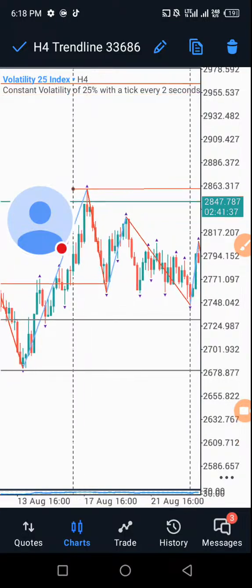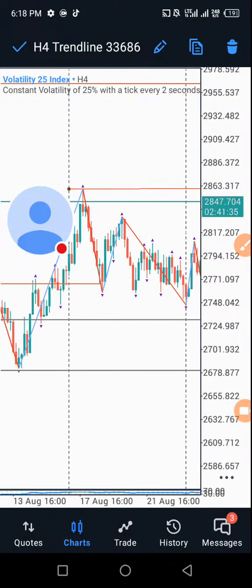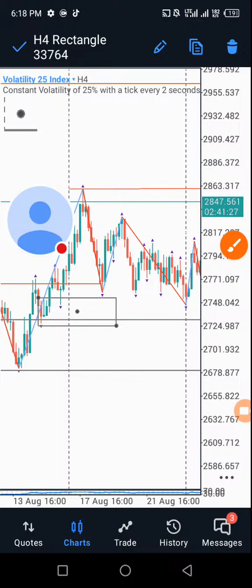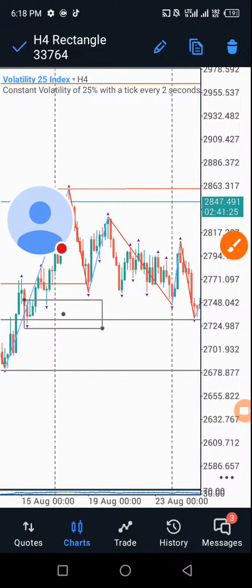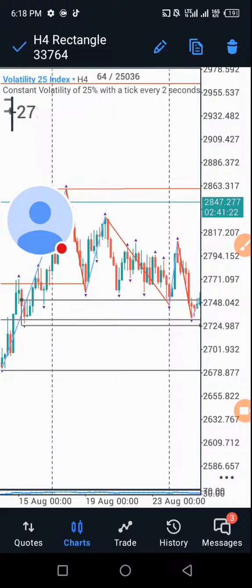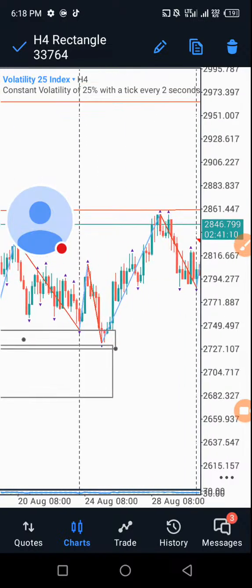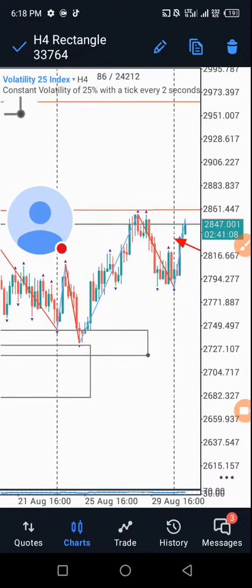Let me highlight this other block here. You can see that, highlight that there. You will notice that the market actually respected it. It has not been violated, so that's our other block. Let's just mark it like that. We have marked that.